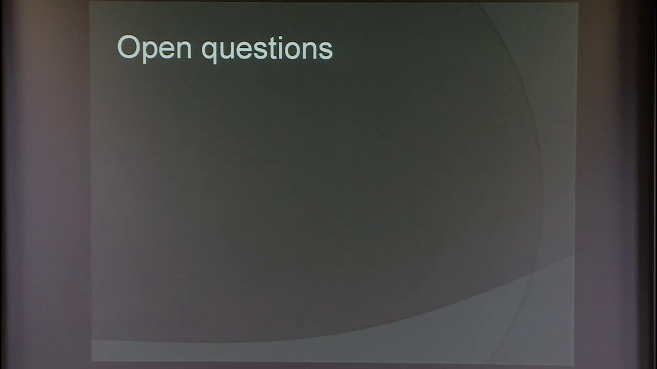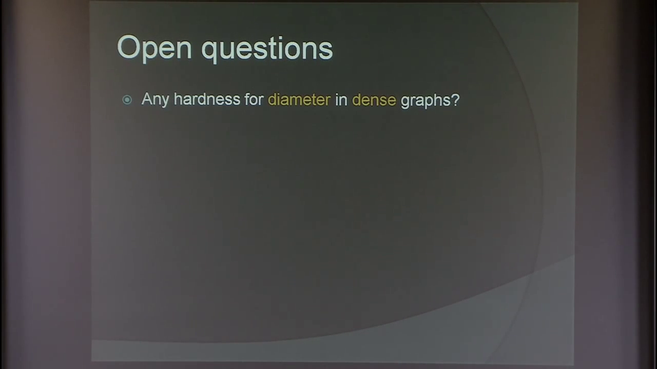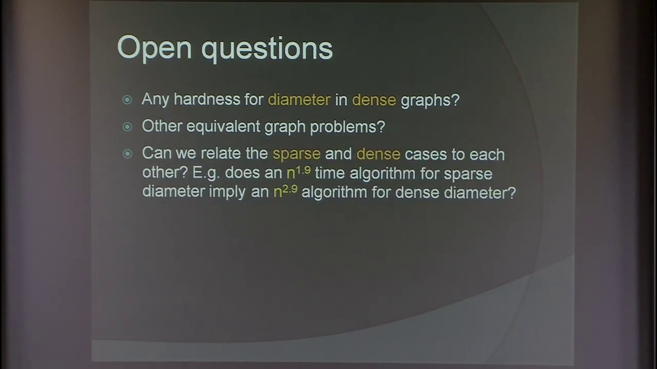Okay, so here's some open questions, and I'll conclude with this. Can we get any hardness for the diameter problem for dense graphs? Maybe you assume some other conjecture that's not all pair shortest paths requiring n-cubed time, maybe something else. Can we explain why we're stuck? We don't have anything yet. Can we find some other equivalent graph problems? So far, we've mostly been working with shortest paths related problems. Maybe we can think about other things.